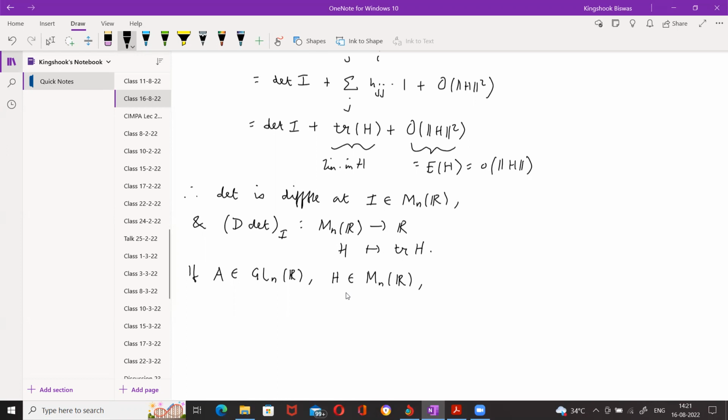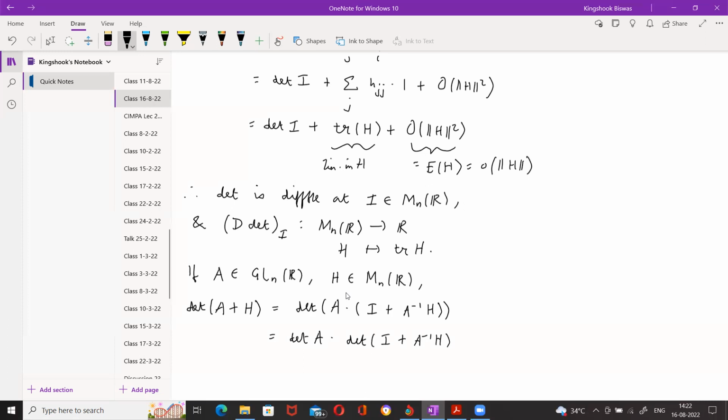then what can I do? So determinant of A plus H, I can write as determinant of A times identity plus A inverse H. And since the determinant is multiplicative, this is determinant A times determinant of identity plus A inverse H.